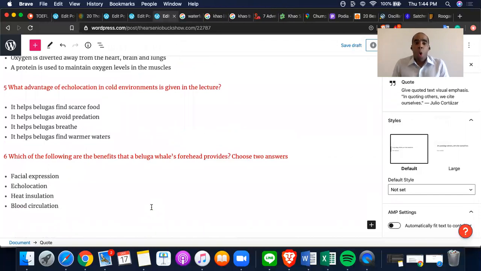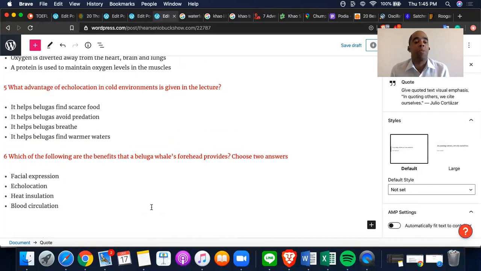And number five, what advantage of... Oh, I hate that word. Echolocation, I'm just going to call it that. In cold environments is given in the lecture? It helps belugas find scarce food. It helps belugas avoid predation. It helps belugas breathe. Or it helps belugas find warmer waters. It's a little bit of a tough one. I'm going to leave all four of those open for you guys.